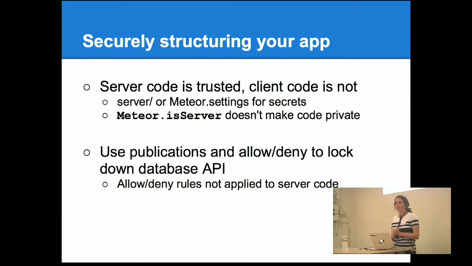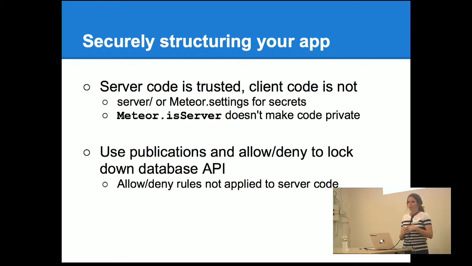And so if you have some secrets in your server code, like API credentials, for example, the place to put those is in your server directory in your app or your Meteor settings. But if you put them anywhere else, that's code that's going to get shipped to the client. So those secrets are no longer secret. And of course, just keep in mind that even if you wrap that code in an isServer check, that's still going to get shipped to the client. So if you have secrets, put them in your server directory. So that's how you separate server code from client code.